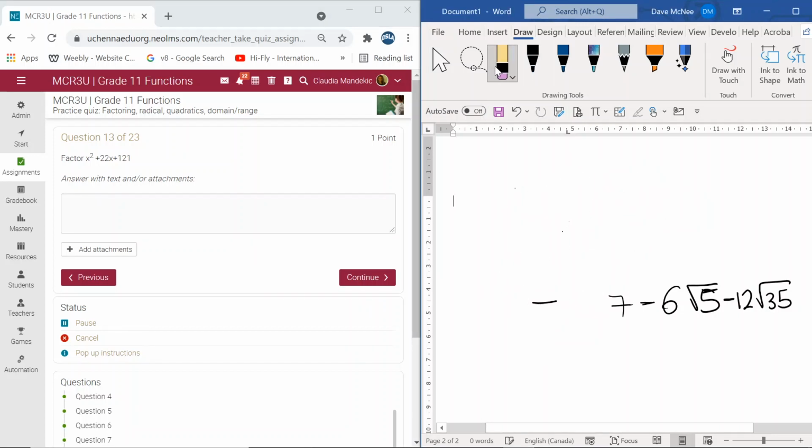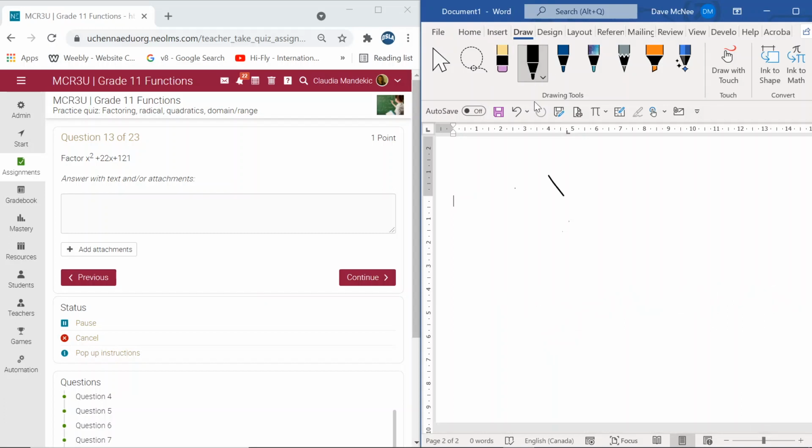We've got a factoring problem, and it says factor x squared plus 22x plus 121. And what we could do is product sum here. I could say, okay, well, my product is 121. My sum is 22, and that's perfectly legit. I could totally do that, but I should recognize that, hey, these guys are perfect squares.